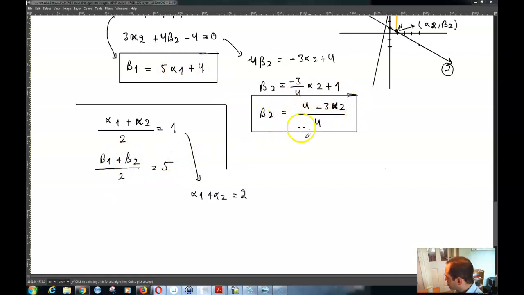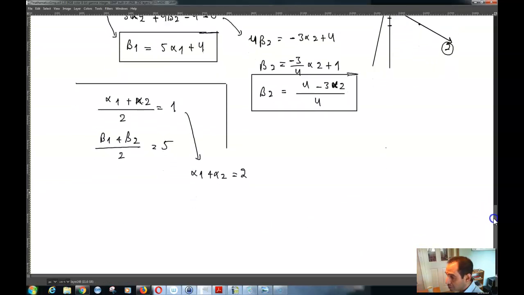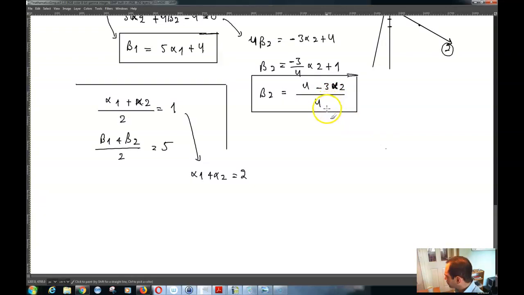Over here we had beta 2 is equal to basically 4 minus 3 times alpha 2. Somewhere over here we had something related to beta 1, beta 2, 5 alpha 1 plus 4. So beta 1 plus beta 2 divided by 2 is equal to 5, and this part over here is equal to 2. It's a little bit complicated, the way that you have to substitute these in one another, but hopefully it will make sense to you as well, because I'm also trying to follow the solution.